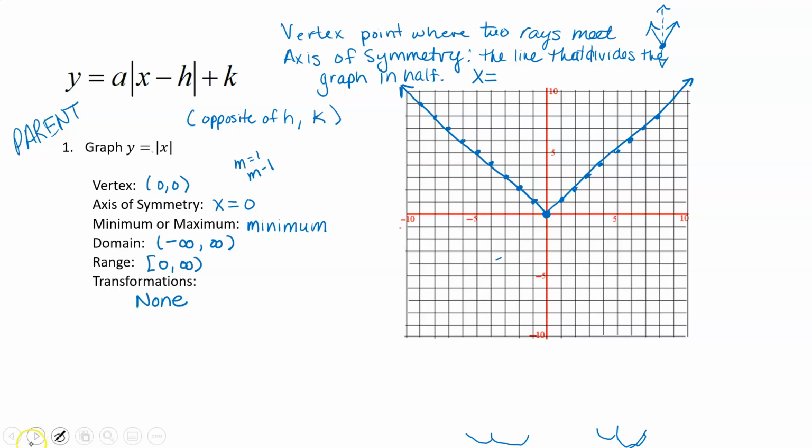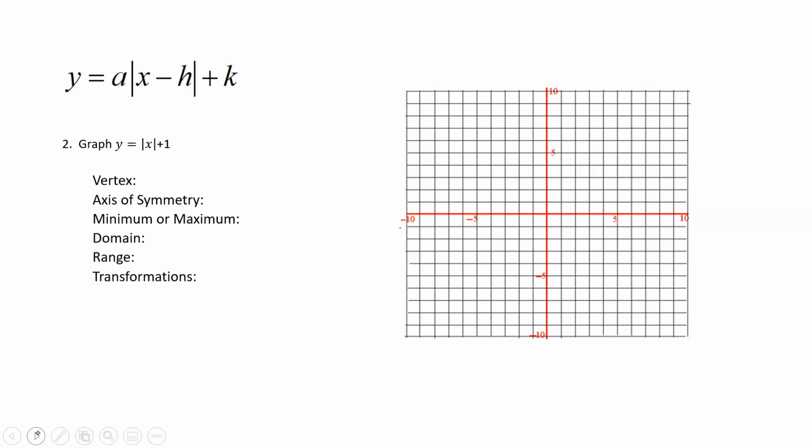All right, let's move on. This time we're going to graph y equals the absolute value of x plus 1. So remember, our vertex is the opposite of h and k. This time we have a k but no h. So our vertex is going to be 0, and there's our k, 1.